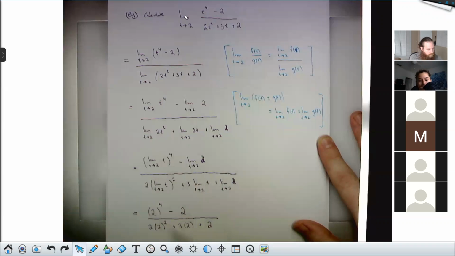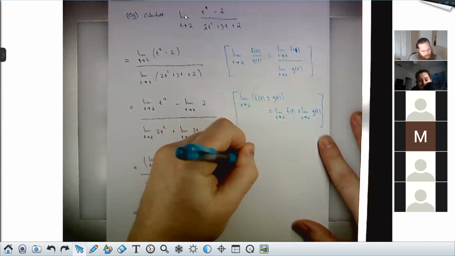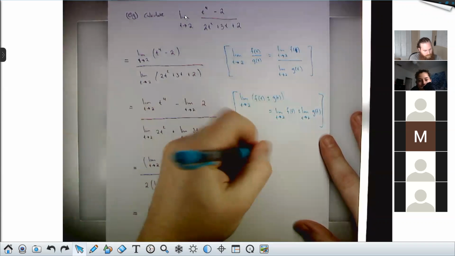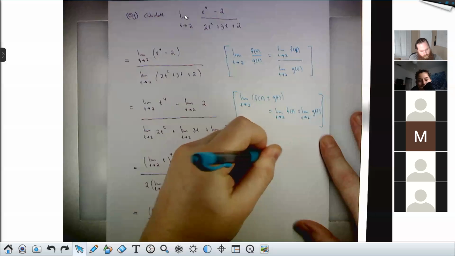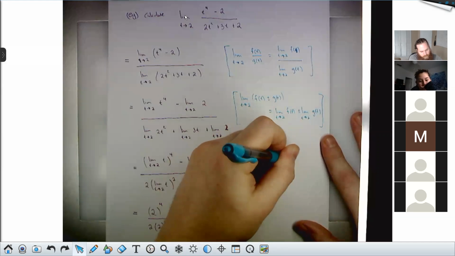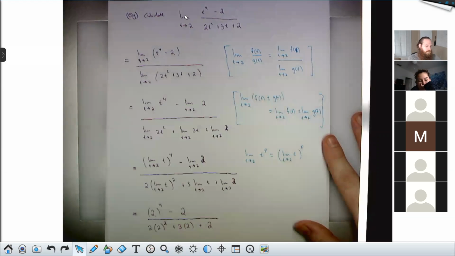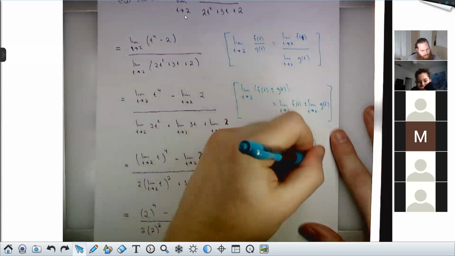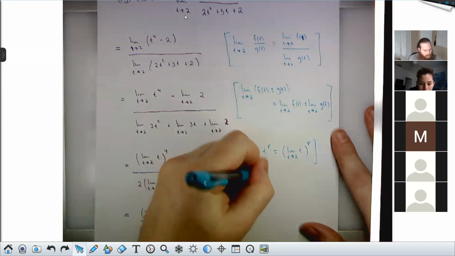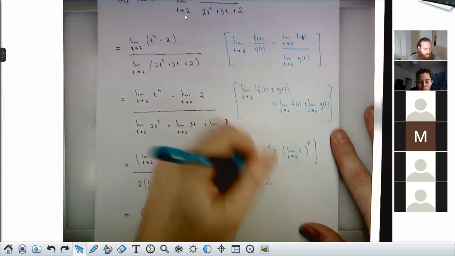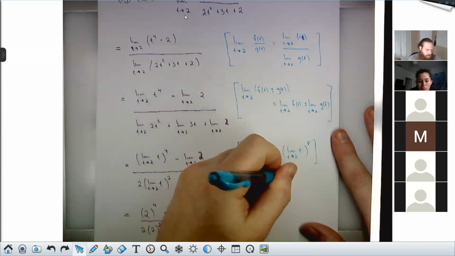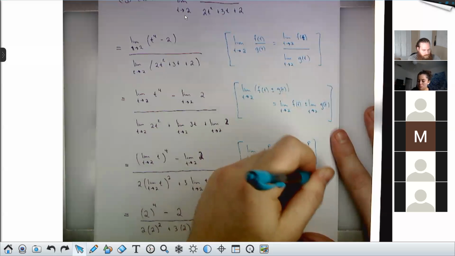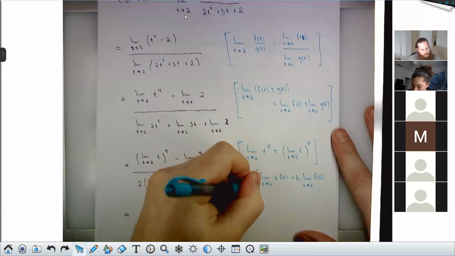Right down here, I used the power rule that said that the limit as t goes to 2 of any function raised to a power is equal to the limit as t goes to 2 of t raised to that power. Remember, this was, I think, rule 8? And I also popped out the constants. I used the fact that the limit as t goes to 2 of some constant times f of t is equal to the constant times the limit as t goes to 2 of f of t. So we use those two rules here.